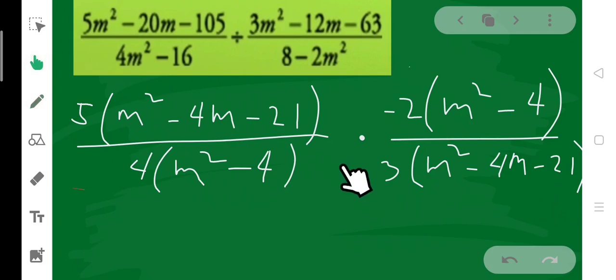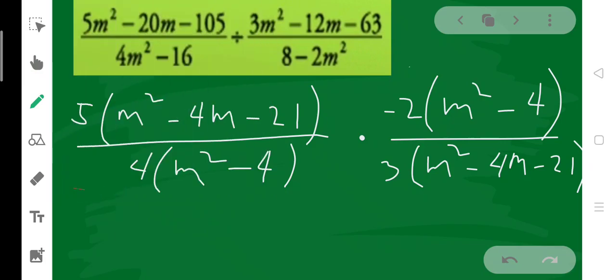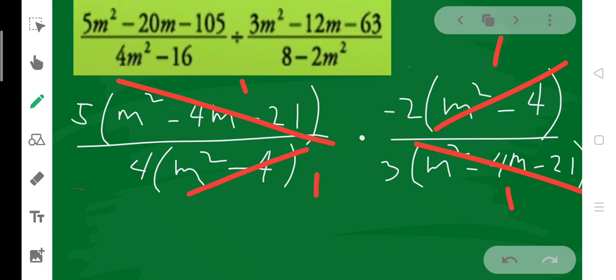So this is the symbol for multiplication. Okay? So in multiplication, we're going to cancel the common factor in the numerator and in the denominator to have a simplified product. Okay? So we have this one, 4m squared minus 4m minus 21 in the numerator. We also have it in the denominator. So we can cancel this. This becomes 1. This also becomes 1. And we also have m squared minus 4 in the numerator and in the denominator of the other rational expressions. We can cancel. This becomes 1. This becomes 1 after dividing the common factor by itself.